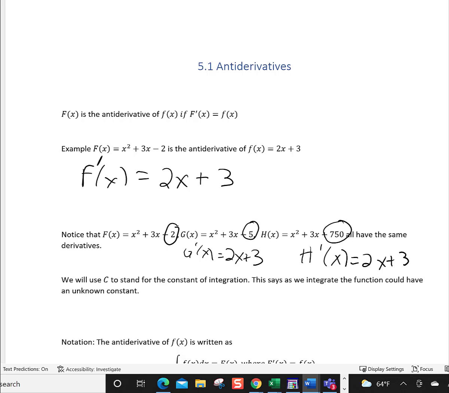We're going to have this constant that might be there, and maybe it has different values. So what we're going to call that is C, and I'm going to use capital C so you can tell what I'm doing. It's just going to stand for a constant, and we call it the constant of integration. When we do this thing called integration, which is the same thing as doing the antiderivative, there could be an unknown constant, and we're going to throw that C in there just to keep track of it.